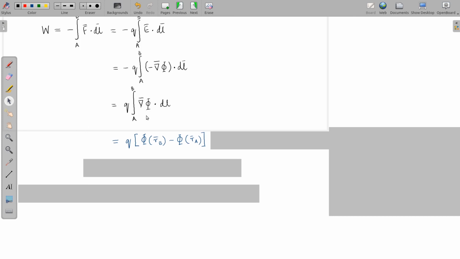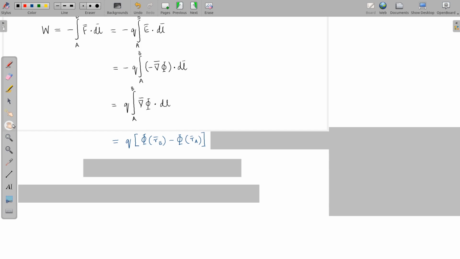Whenever you are trying to find the line integral of the gradient of a scalar field, that is the same as finding the value of the scalar field at the two boundary points, that is at B and at point A, and just taking the difference between the two.